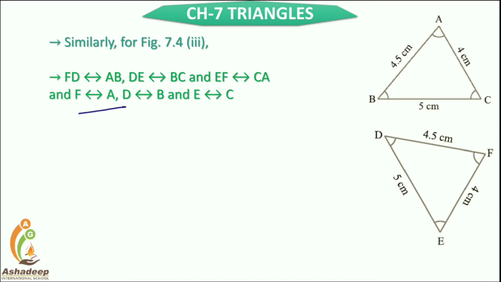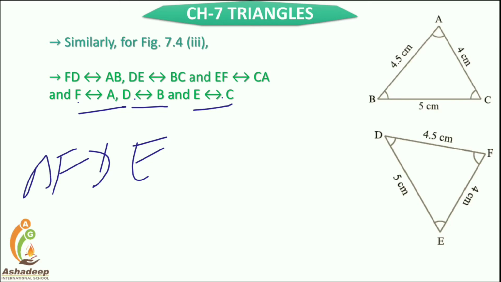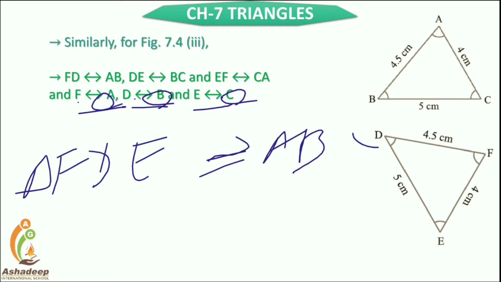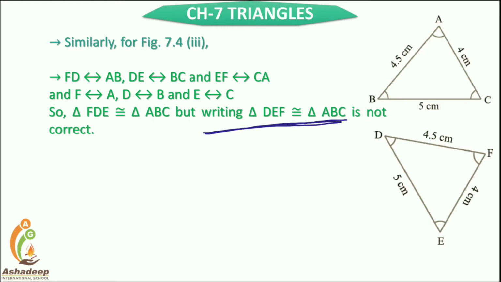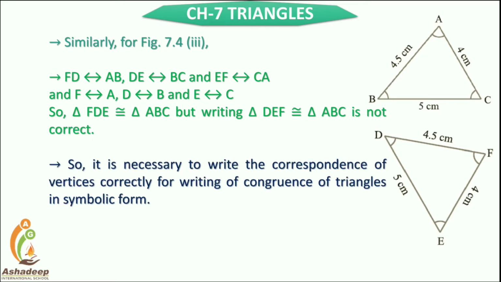See, F corresponds to A, D corresponds to B, and E corresponds to C. So if you write down FDE, the triangle is congruent with the what? A, B, C. Now let's move ahead. So FDE is congruent with ABC, but writing DEF, ABC is not correct. So you need to only write that FDE is congruent with ABC.